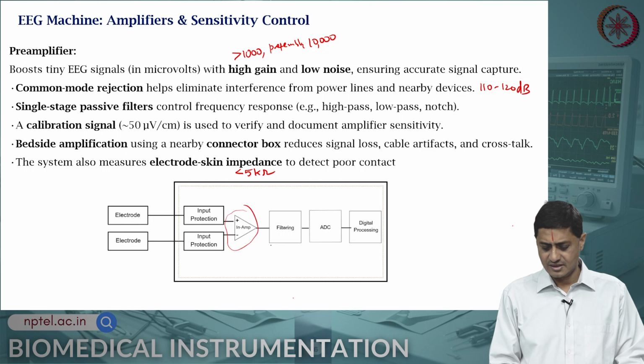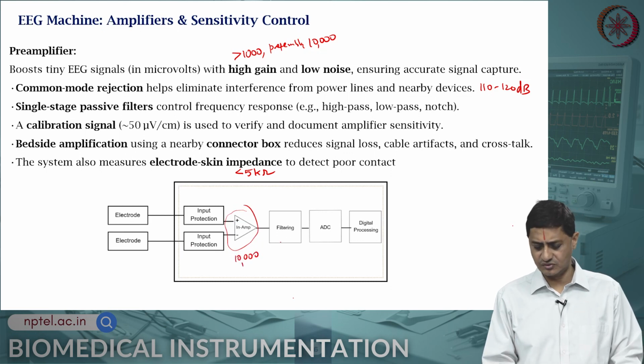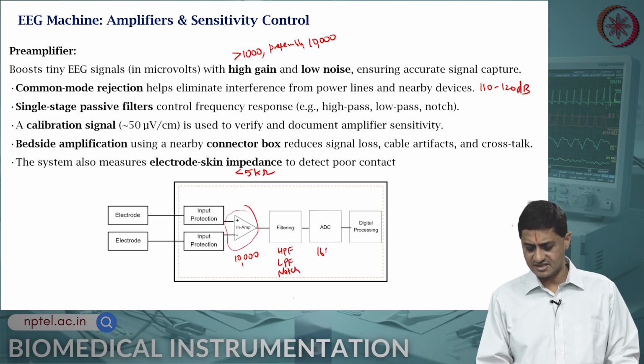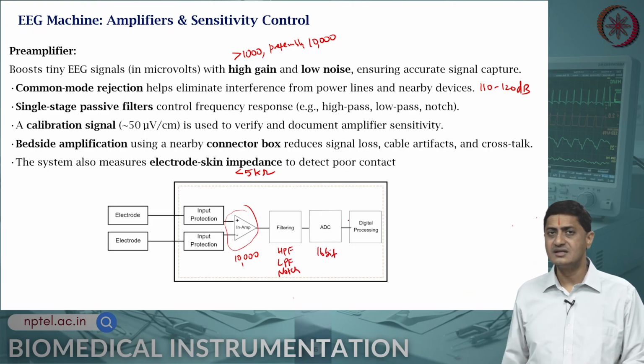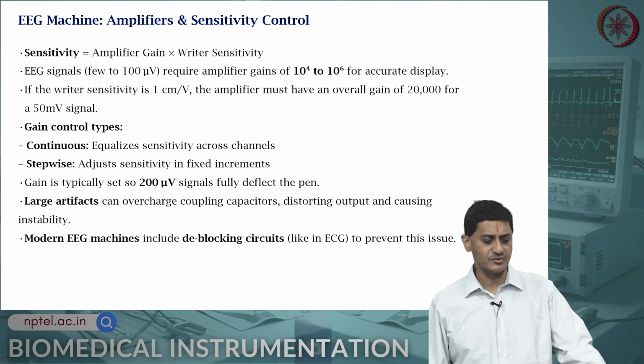system. What is the gain? About minimum of about 10,000. Filtering, there are different filters, HPF, high pass filter, low pass filter and notch filter, and then ADC, at least 16-bit ADC, and then digital signal processing using a computer.